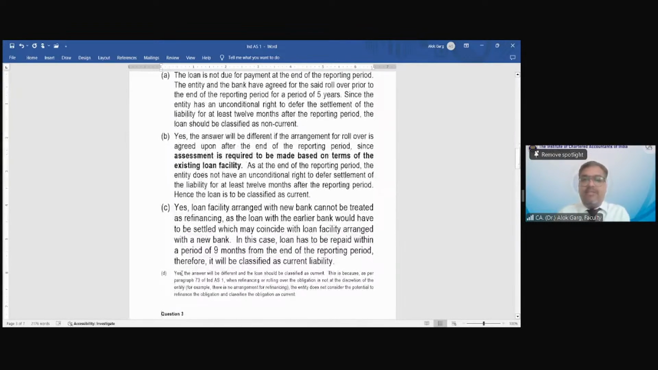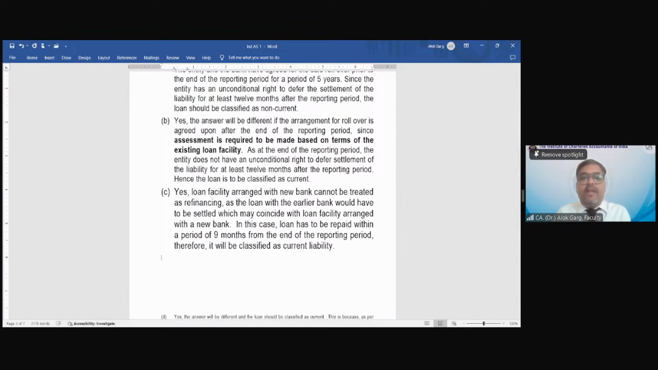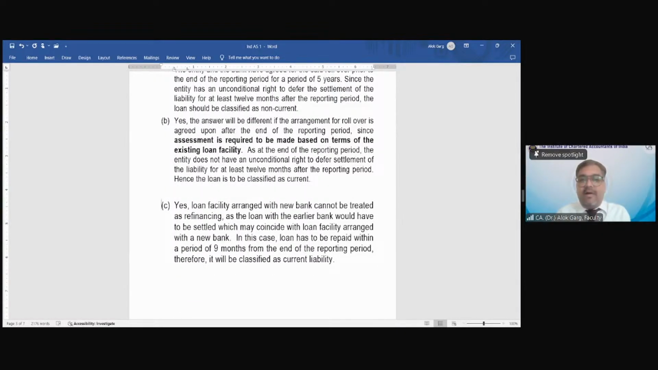So what is written in the answer? In the answer, it is written that, yes, the loan facility arranged with the new bank cannot be treated as refinancing, as the loan with the earlier bank would have to be settled, which may coincide with the loan facility arranged with the new bank. In this case, the loan has to be repaid within a period of 9 months from the end of the reporting period. Therefore, it will be classified as current liability. Okay, very clear.